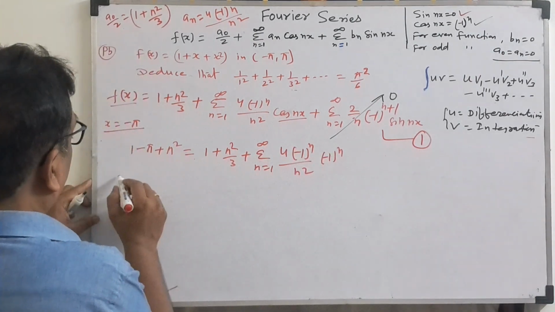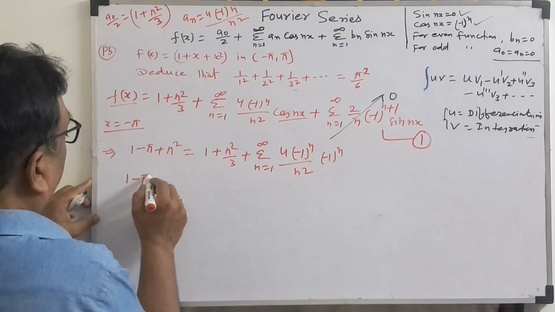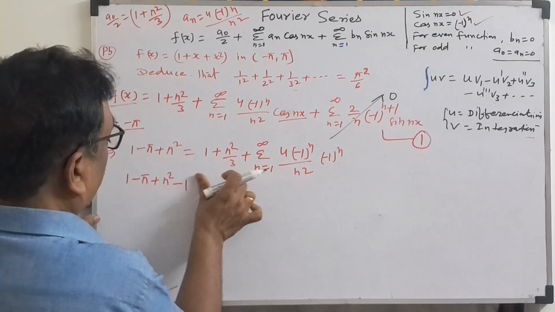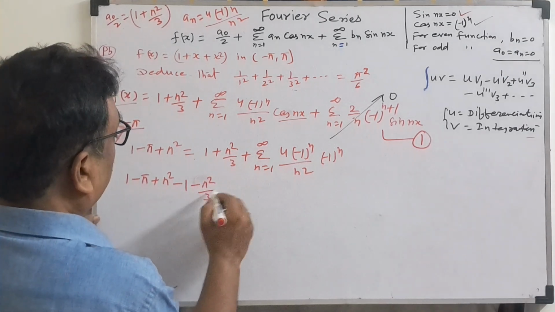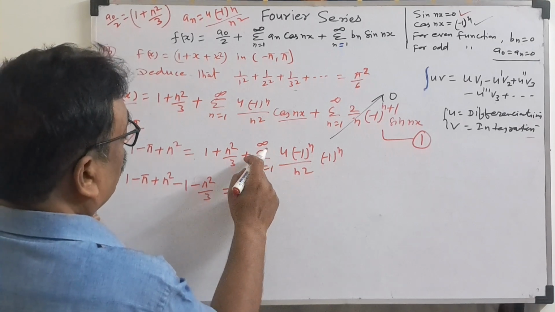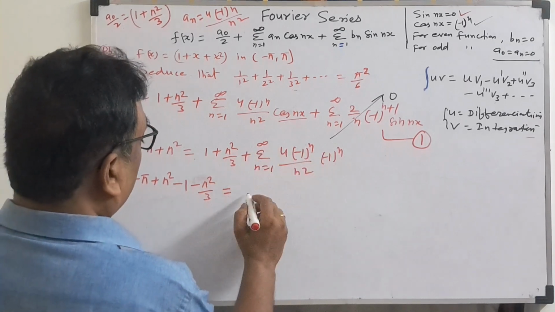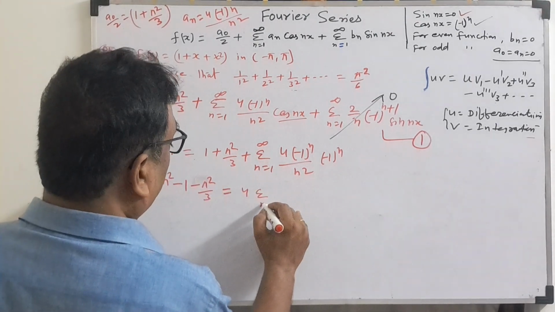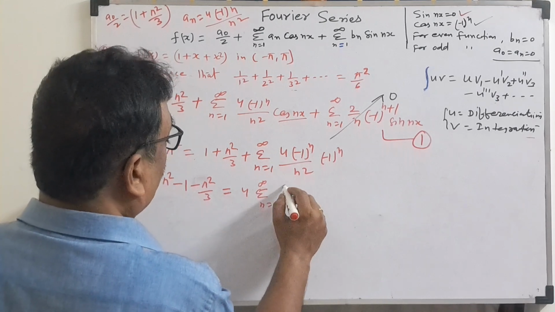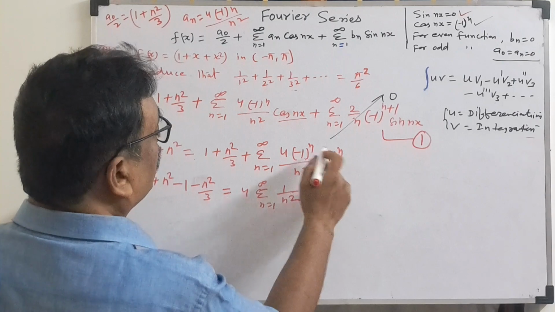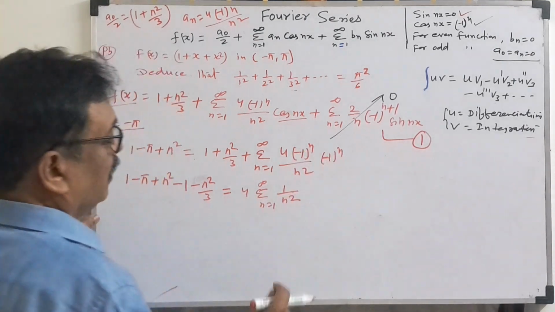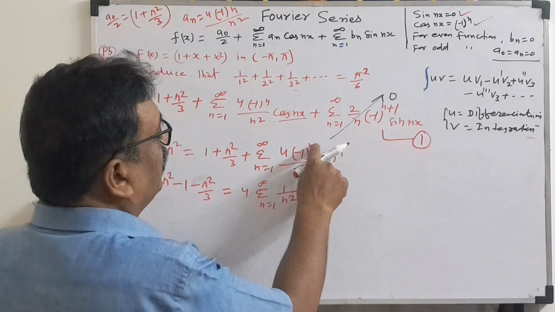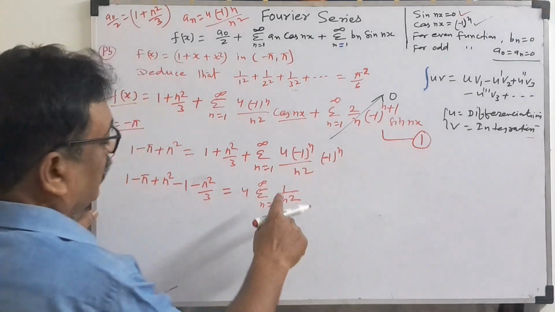Now bring this side: 1 minus pi plus pi square minus 1. This also minus, because it is coming this side. So minus pi square by 3 equal to this. So you take 4 outside, n is equal to 1 to infinity 1 by n square. Why 1 by n square? Because minus 1 power n: suppose n is equal to 1, it is 1; n is equal to 2, it is 1; n is equal to 3, it is 1. So whatever you get, it will come 1 only.